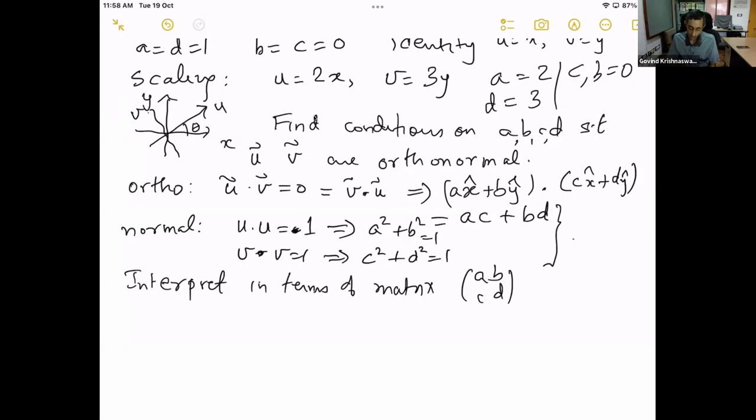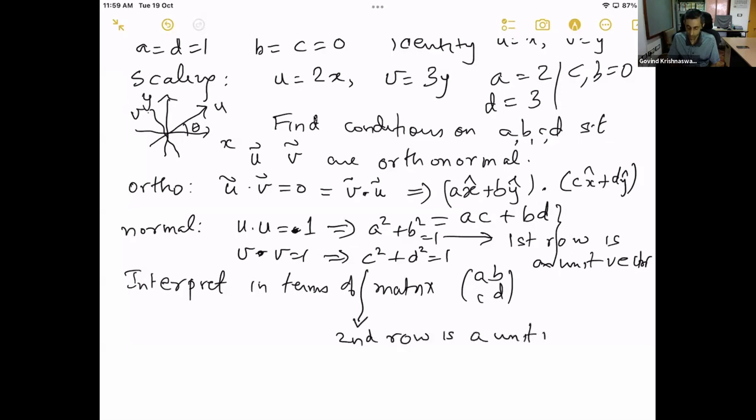First of all, it is saying let's take u dot u equal to 1. This condition says that the first row is a unit vector. Do you see that? AB forms the first row, and it is simply saying that the first row is a unit vector. Second one, v dot v equal to 1, says that the second row is a unit vector. I'm simply reinterpreting what we've written in terms of the matrix.